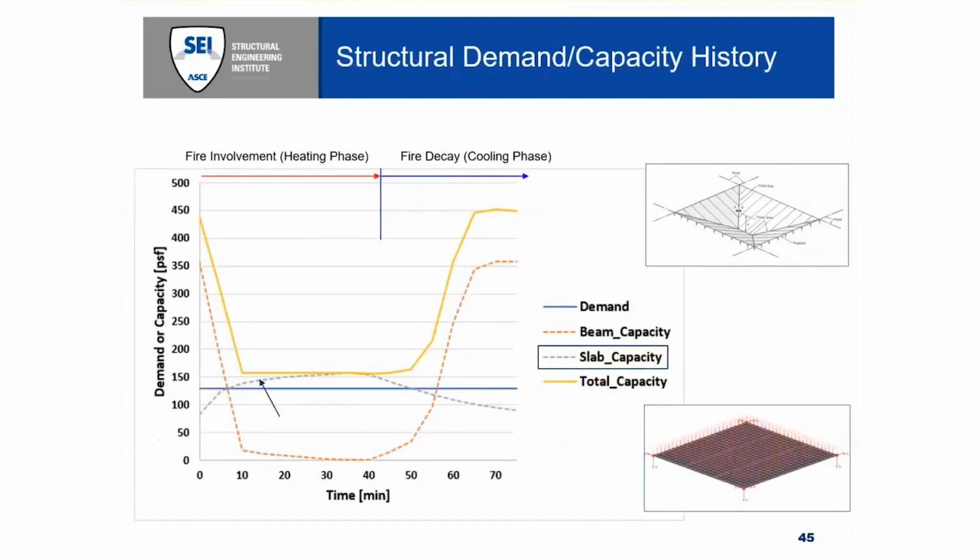So this graph basically shows the demand in the blue line, which stays constant, which is the extraordinary load combination.